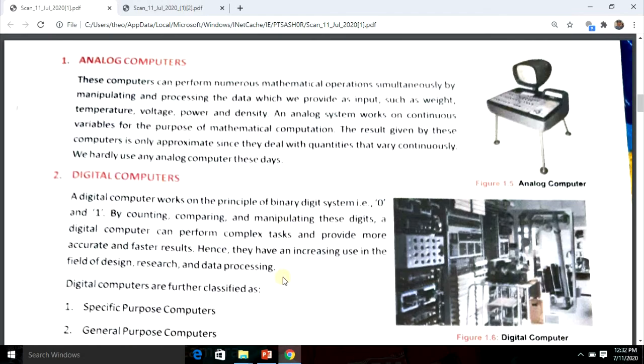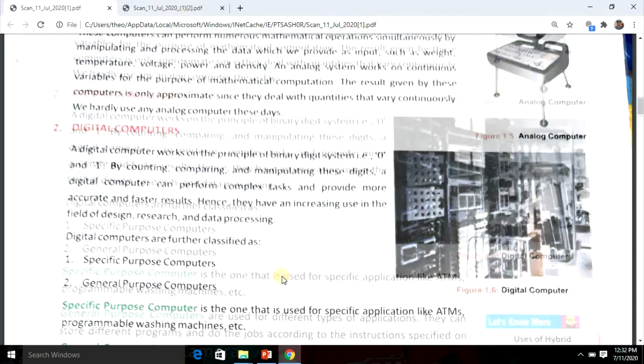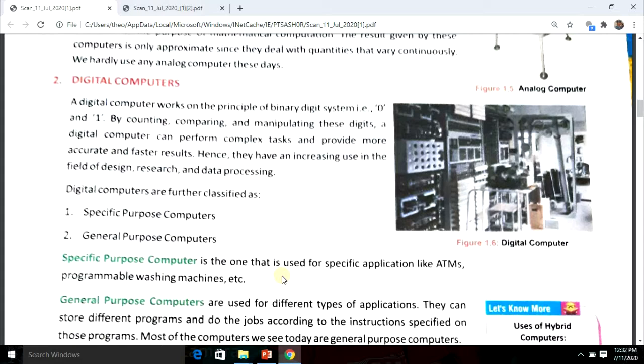Now the next one is the digital computer. A digital computer works on the principle of the binary number system, that is 0 and 1. By counting, comparing, and manipulating these digits, it works, and it is faster and accurate. Hence the use of this type of computer is increasing in the fields of design, research, and data processing.